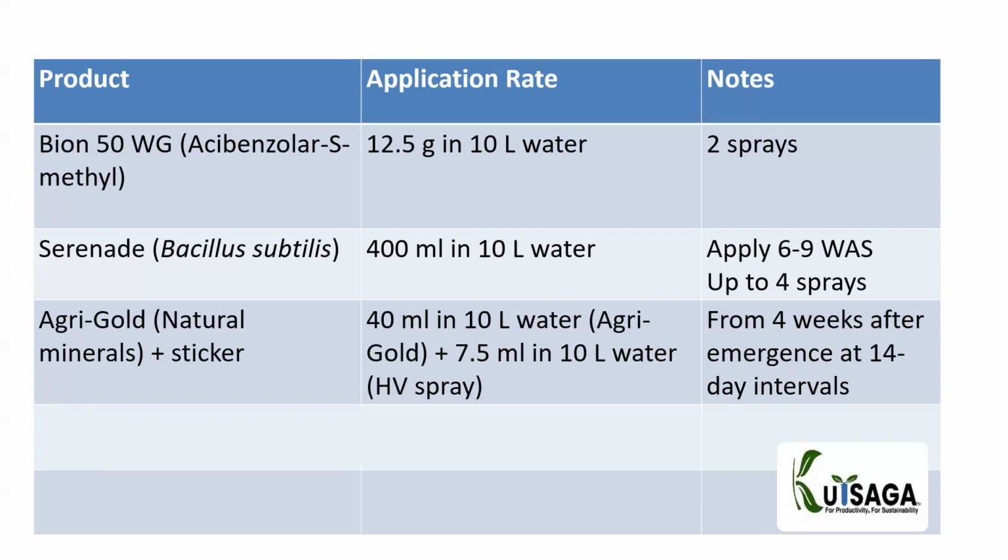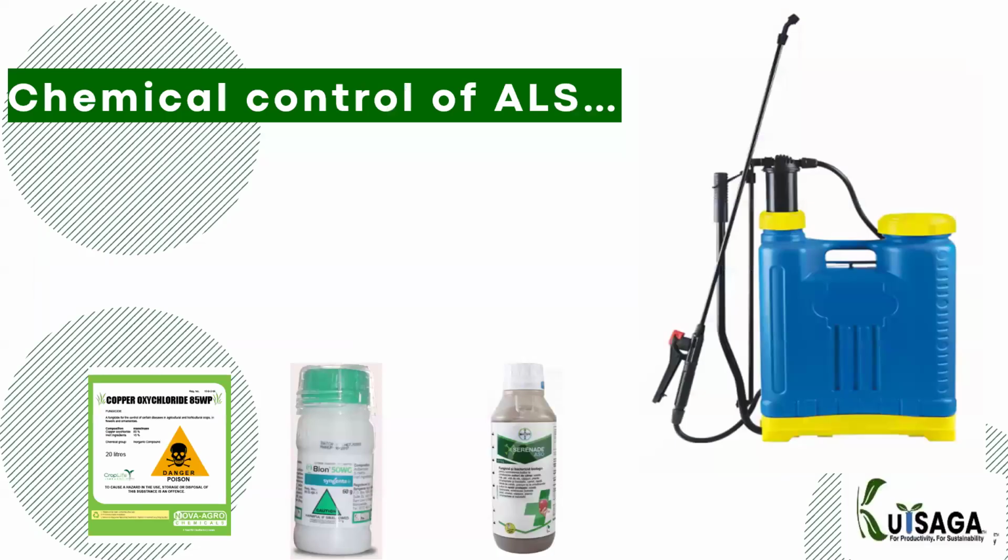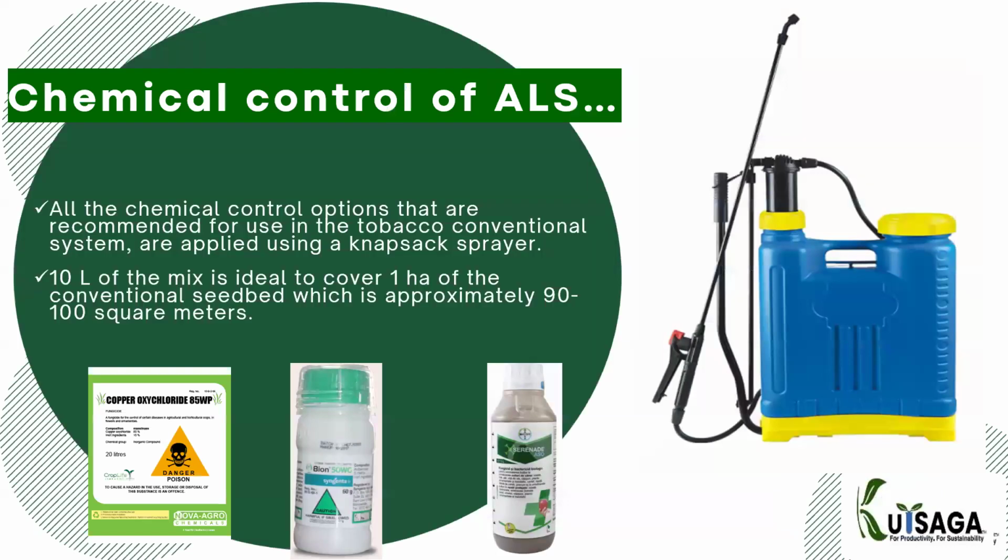So all the chemical control options that are recommended in the conventional system are applied using a knapsack sprayer. And like I said, I've been talking of 10 liters of water, 300 grams copper oxychloride in 10 liters of water, 12.5 grams of Bion in 10 liters of water. That 10 liters of water is enough to cover 1 hectare of the conventional seedbed, which is approximately 90 to 100 square meters.